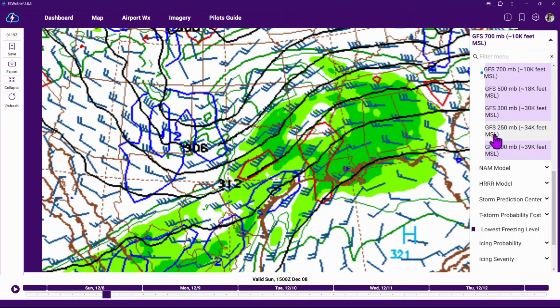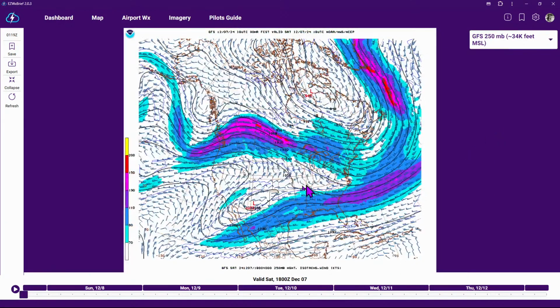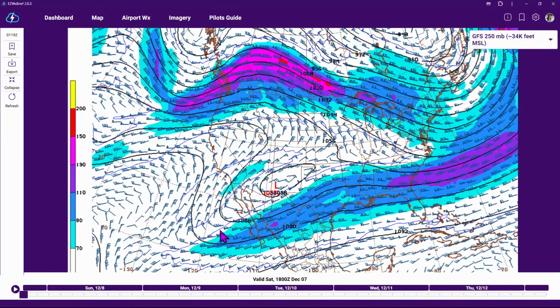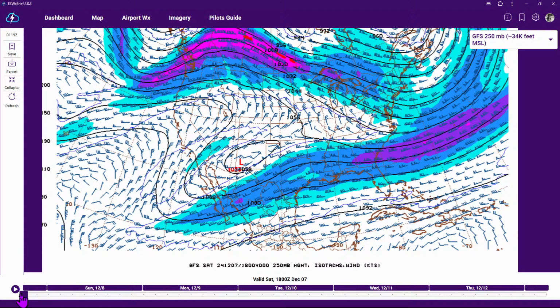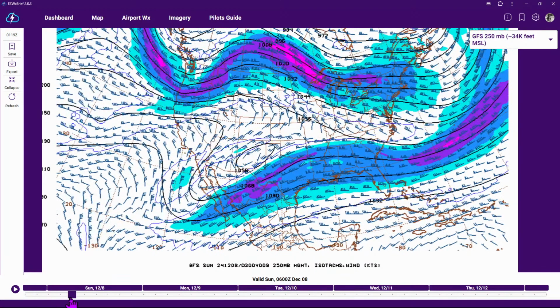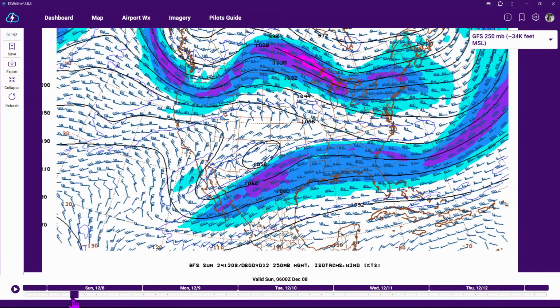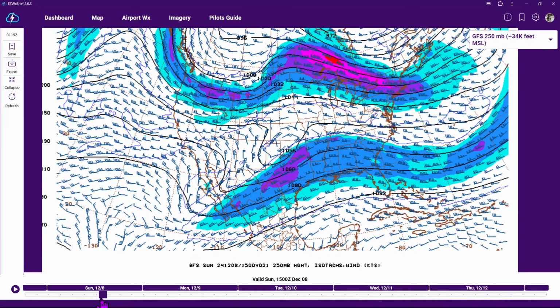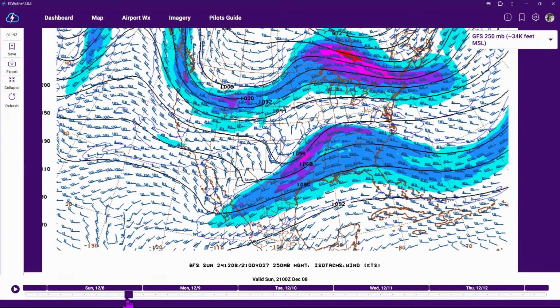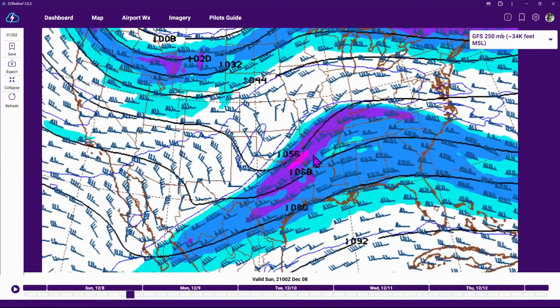And we can look at the upper level charts to see if there's any really high level support here. In some cases with these weather systems this time of year, there can be a fairly significant upper level support here in that sense. And what we do see is what's called a jet streak. It's not really all that significant, but it's enough that you can see that here.